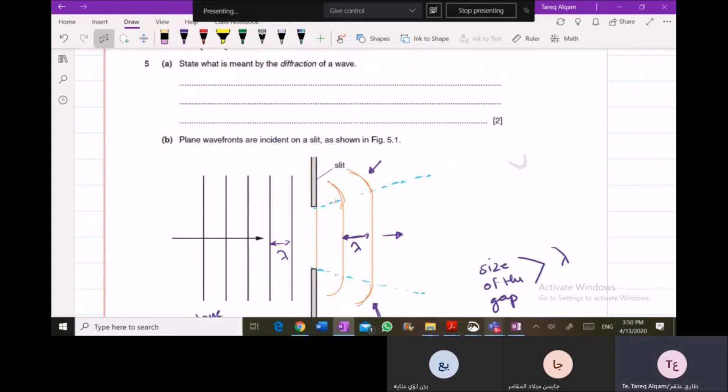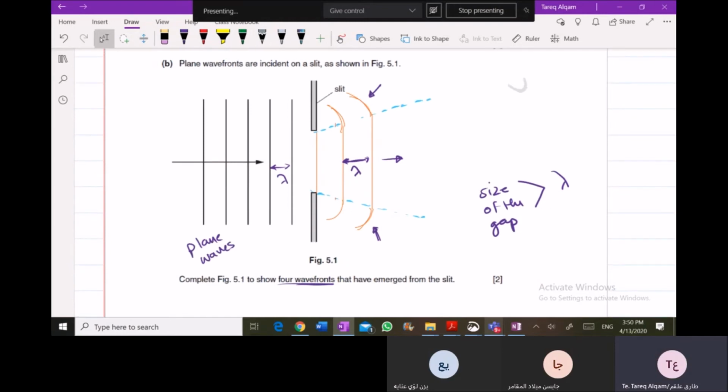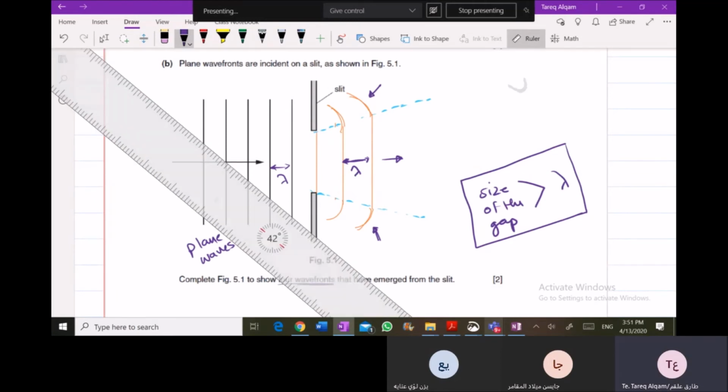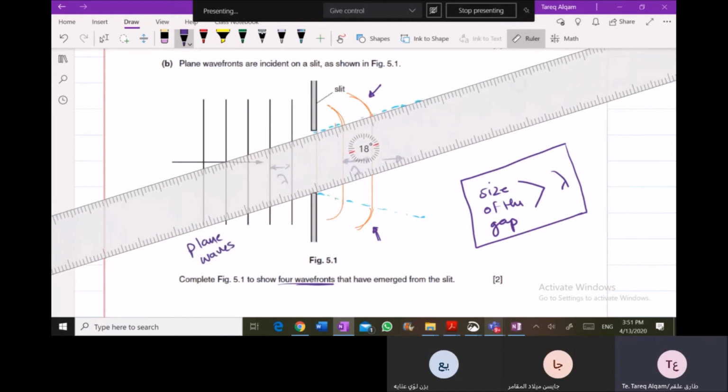Another question here: state what is meant by the diffraction of waves. We wrote this before. Guys, I think you are familiar with this from O level. Plane wave fronts are incident on a slit as shown in figure 5.1. Complete to show 4 wave fronts that have emerged from the slit. Guys, if the size of the gap is greater than the wavelength, there will be a little diffraction. This little diffraction will be beyond the edge of the gap.